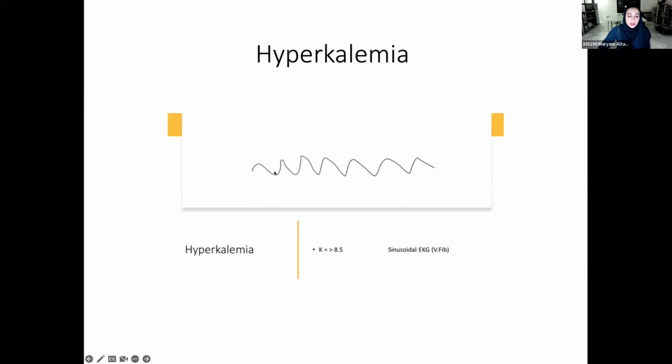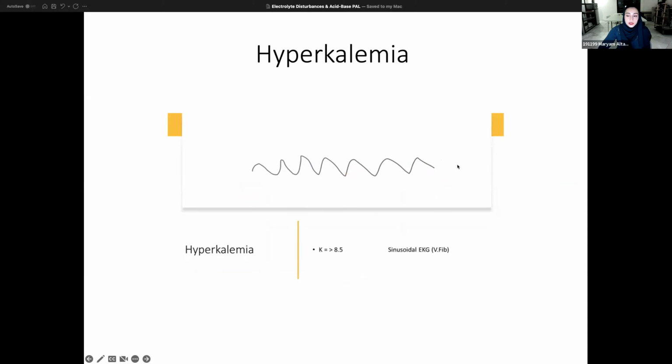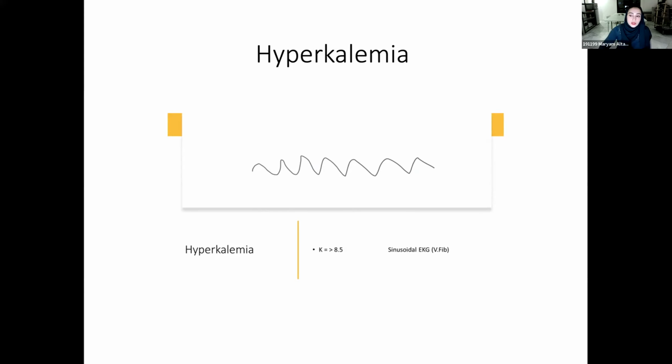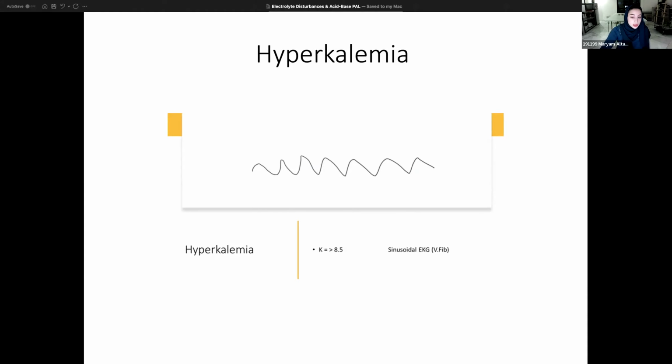So you see what this looks like? This is essentially what the ECG is going to look like when you have very, very high potassium. And that's going to lead to something called ventricular fibrillation, which is the heart is trying to contract, but it can't. So this is, of course, an emergency.